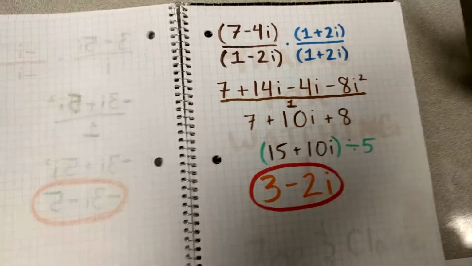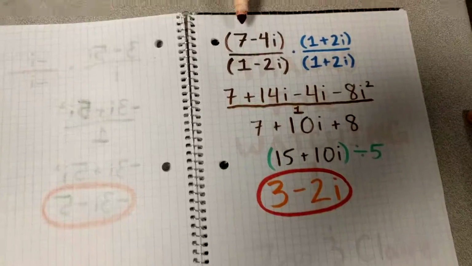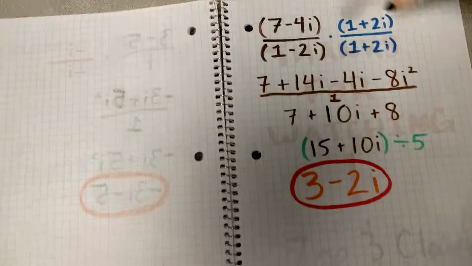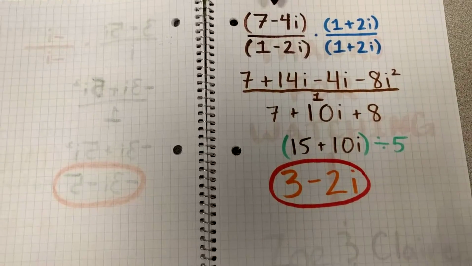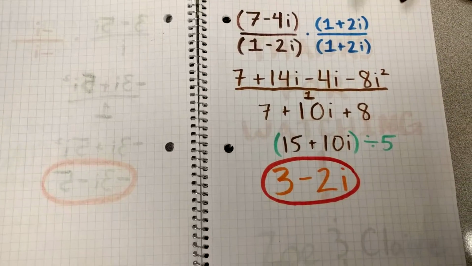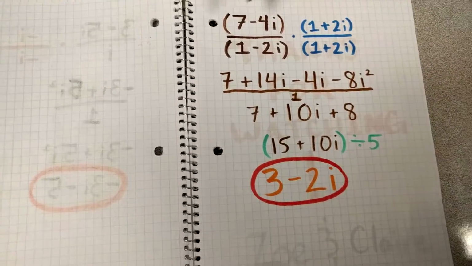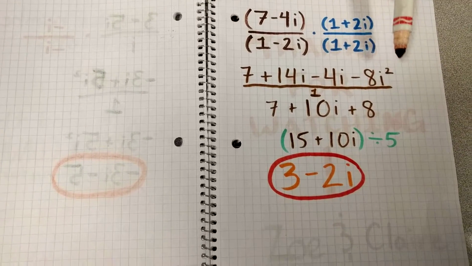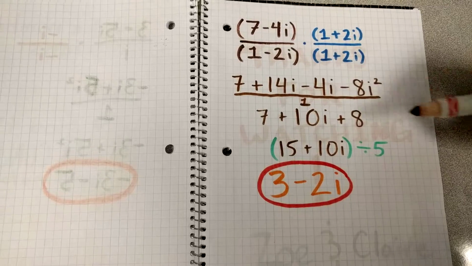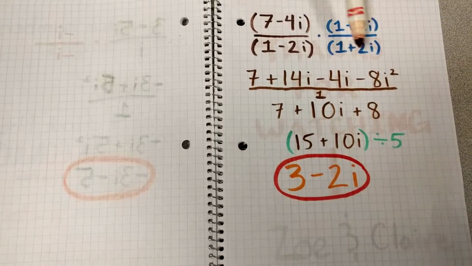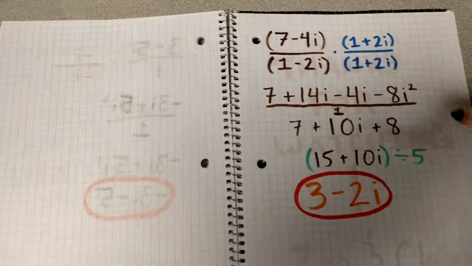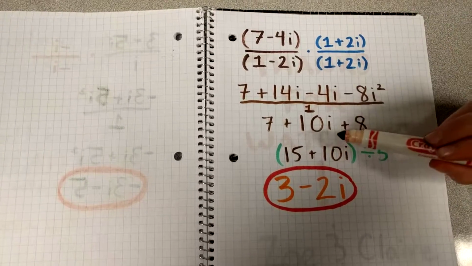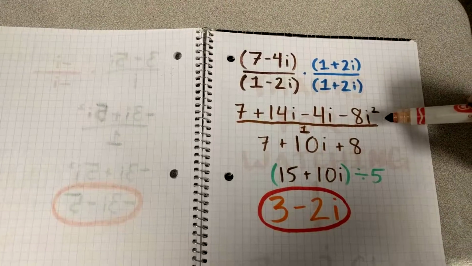Now we're going to try a problem with the full a plus bi format on both top and bottom. So the complex conjugate is 1 plus 2i, so we're going to multiply the numerator and the denominator by this complex conjugate. On the top we're going to get 7 plus 14i minus 4i minus 8i squared over 1, because these multiplied together equals 1. So combining these like terms, 14i minus 4i is 10i, 7 comes down, and we know from before that i squared is negative 1.